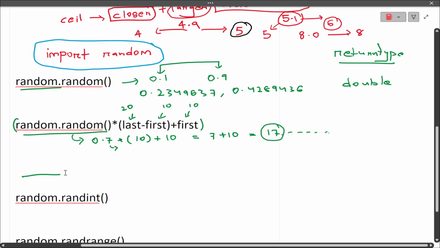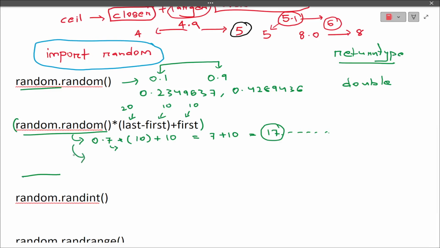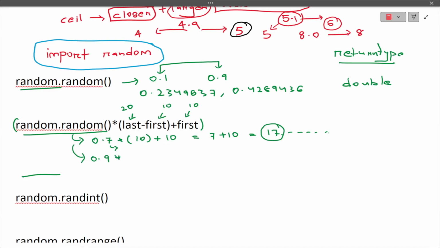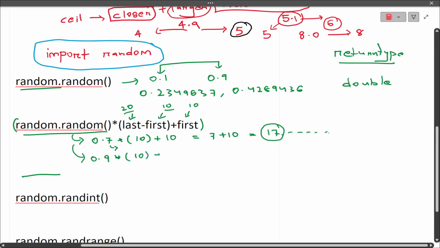Let me give you another example to understand it in a better way. Suppose here, let me consider my random values, because random.random will start giving me values ranging from 0.1 to 0.9. Now let me take 0.9. If 0.9 or anything is given, I'm just considering this. Now into again 20 minus 10, it will be 10, then 10 plus 10. So what will you be expecting here? 0.9 into 10, that will be giving you 9 plus 10. Now the answer is 19.